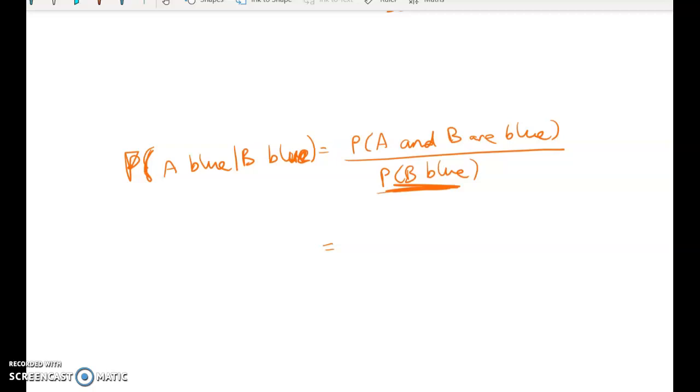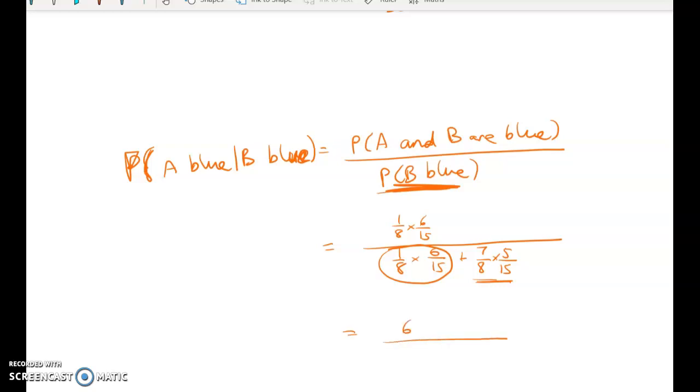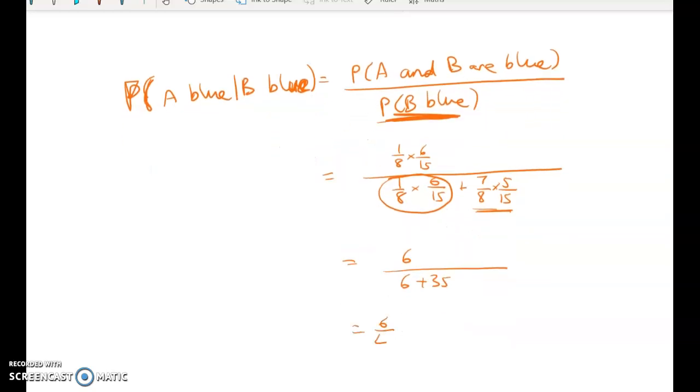Okay, so the probability that B is blue can happen in 2 ways. It can be red-blue or blue-blue. So that's 1/8 times 6/15 plus 7/8 times 5/15. You'll see that not simplifying the fractions does help me quite a lot. And then in the numerator, we've got just one of those, A and B both being blue. That one there is A and B both blue, and that one there is the red-blue. Now notice that I've got the same denominator in all of those fractions, so I can just, in my head, times by that, and that gives us 6 over 6 plus 35, which gives me a final answer of 6 out of 41.